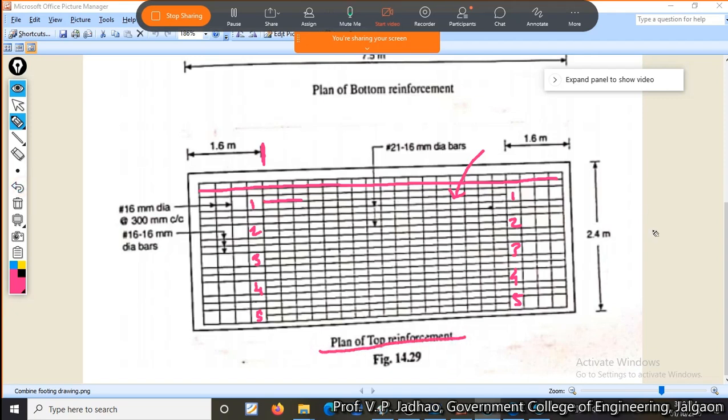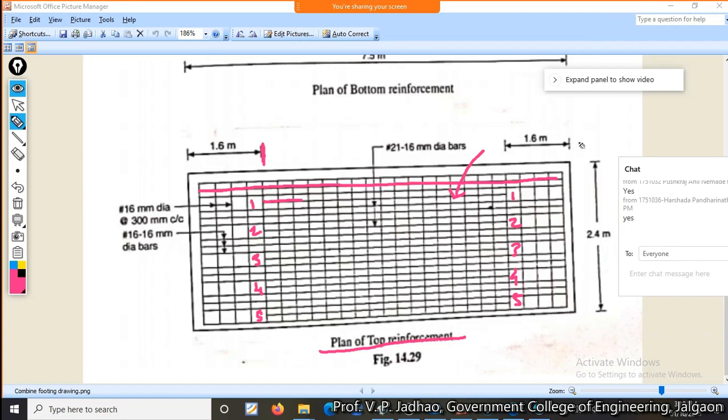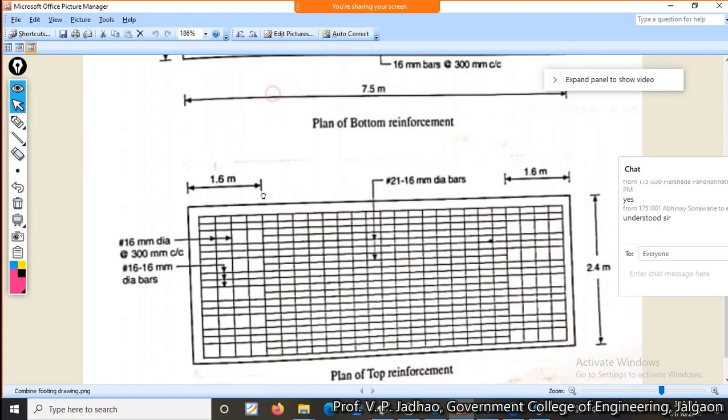Okay, any problem in this? This is for top reinforcement, any problem for this? Have you understood how this top reinforcement is provided? Understood. Okay, now we'll go to the bottom reinforcement.